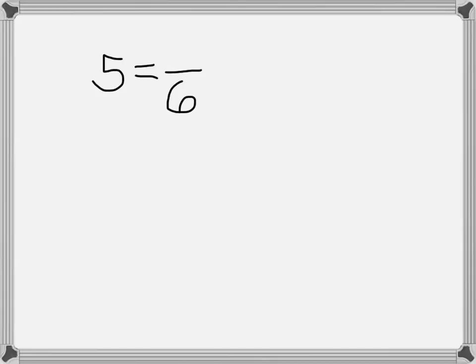Whole numbers don't appear to have a denominator, but all whole numbers can be written over 1. Remember that the fraction bar means divide, so 5 divided by 1 is still just 5. Now look at the denominators. What do you multiply 1 by to get 6? That would be 6. Also multiply the top by 6, and the numerator is now 30.